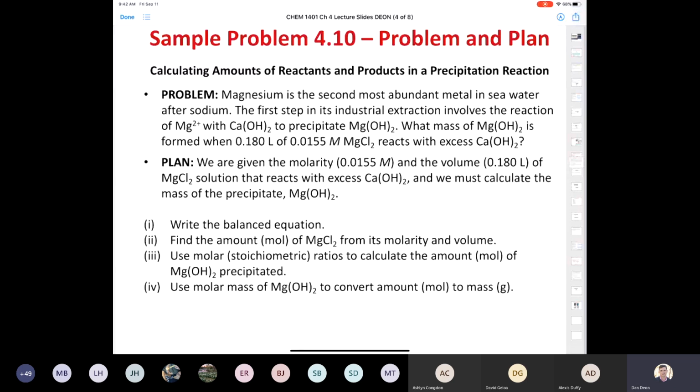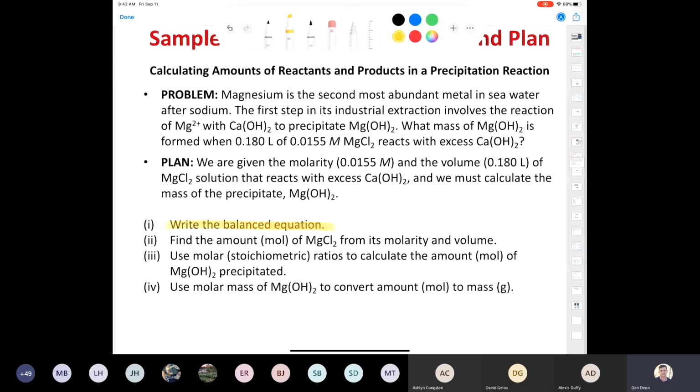What mass of magnesium hydroxide is formed when 0.180 liters of 0.0155 molar magnesium chloride reacts with excess calcium hydroxide? What's the first thing we have to do here? We have to come up with some kind of balanced equation, right?